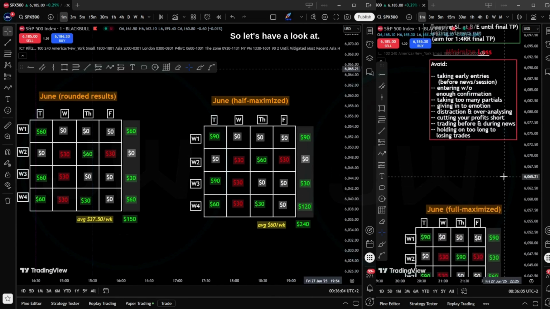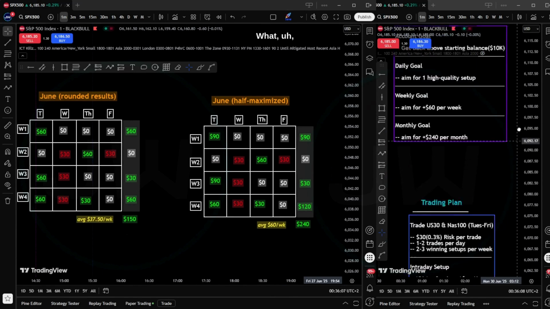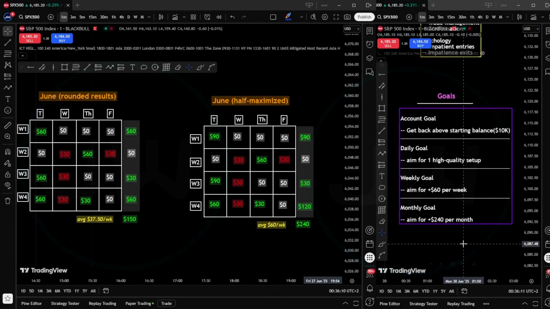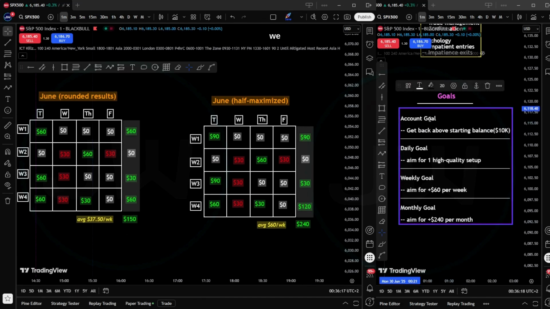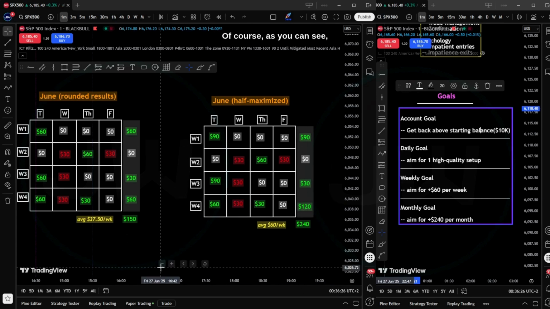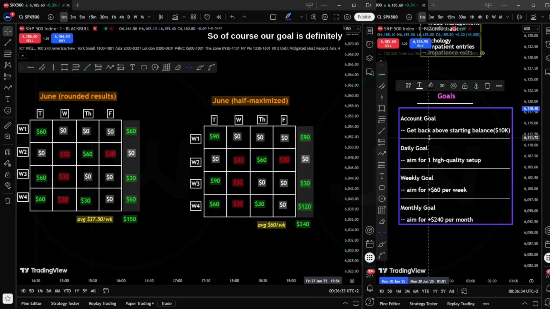So let's have a look at what we have as goals here. Of course, our goal for this account, we want to get above our starting balance, our 10K balance. As you can see, we are in the negative and we want to climb back up. So our goal is definitely to try and get back there. That's just the bare minimum right now. We will focus on the profits afterwards.